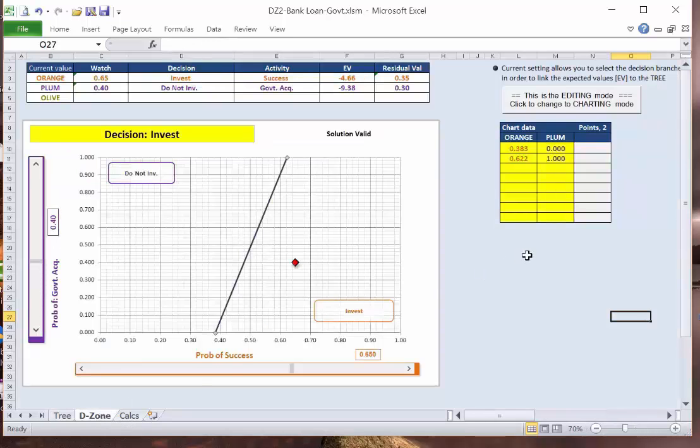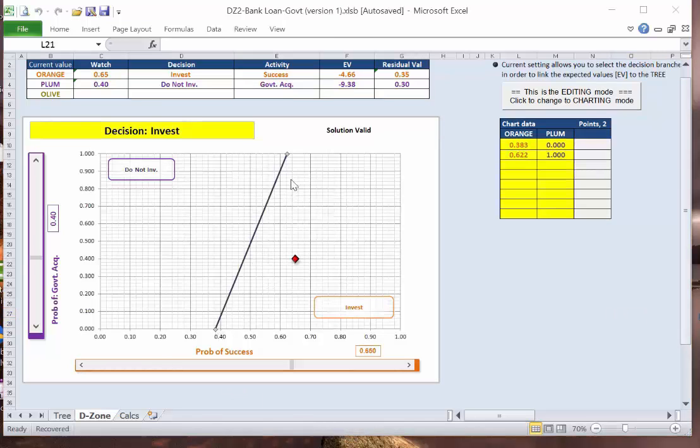And here I have already built the zone map. In one of the earlier videos, we showed you how to do a zone map. So now we have the zone map. But what does the zone map mean to us? So let's take a look at that. This line is known as the demarcation line. It could also be a curve, but in this case, it is a straight line. And this diamond is known as a diamond pointer, and it represents our initial assumptions of 65% of probability of success and the 40% probability of government acquisition.